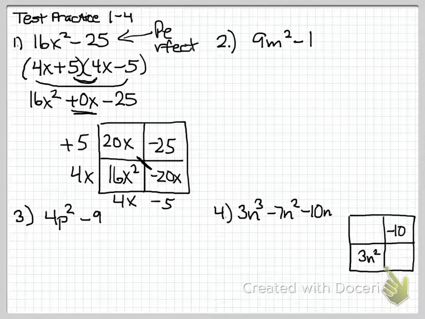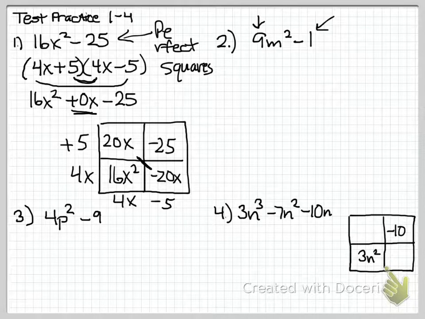Sorry about that. Perfect squares. And if we take that and use that, look at number 2, we notice 9's a perfect square, 1's a perfect square. This is usually called the difference of squares.